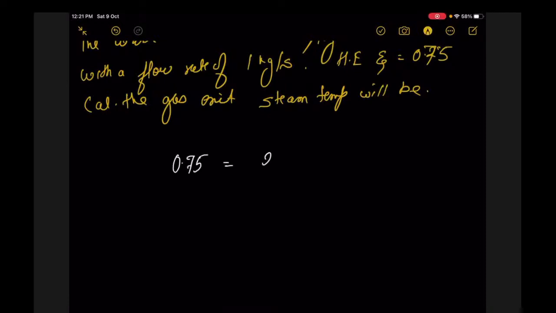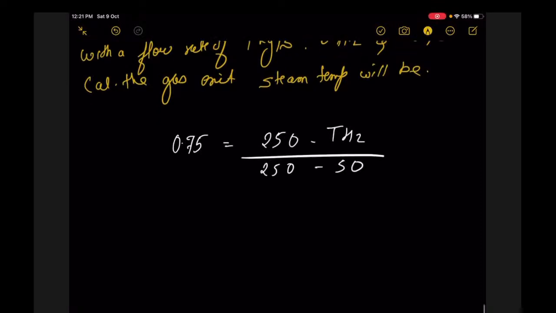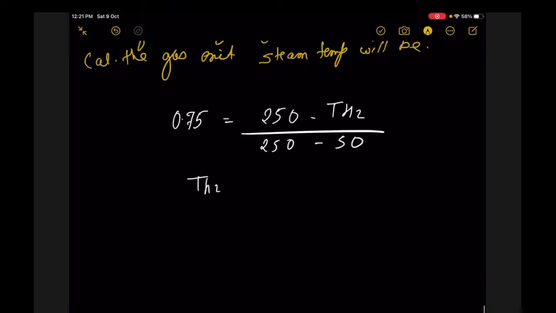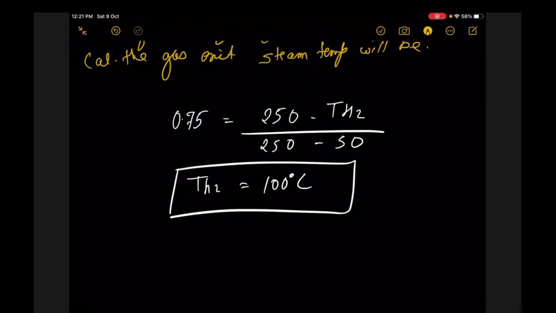0.75 equals (250 minus TH2) upon (250 minus 50). So TH2 equals 100 degrees centigrade. Directly you get the answer.